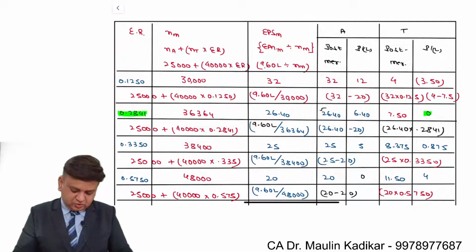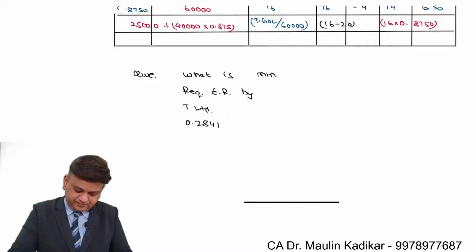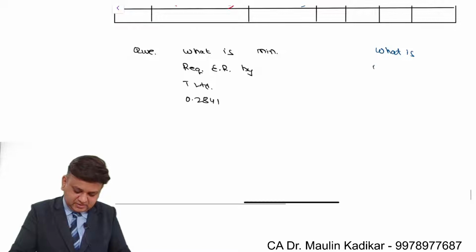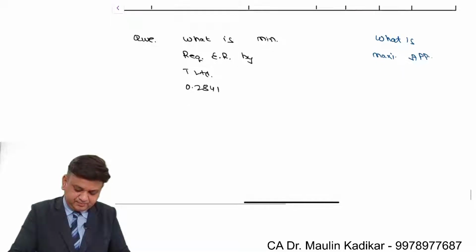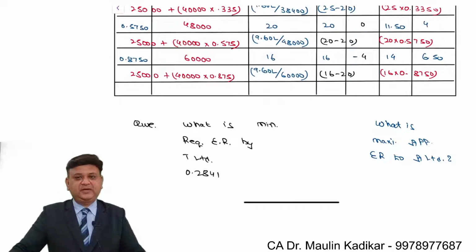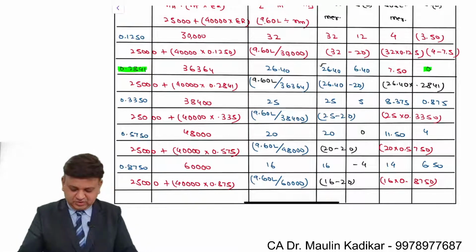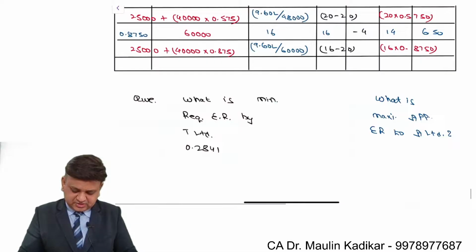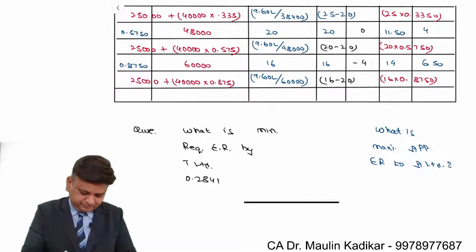Now, my next question to all of you is, what is the maximum affordable exchange ratio to A Limited? Write your answer in the chat box, please. The answer of this question is 0.575.